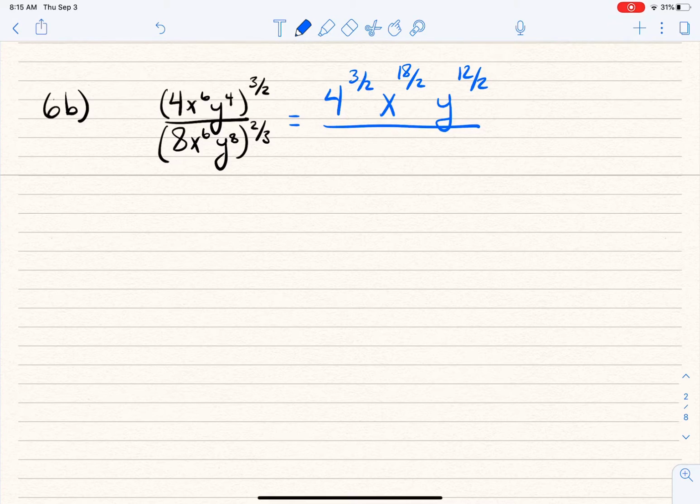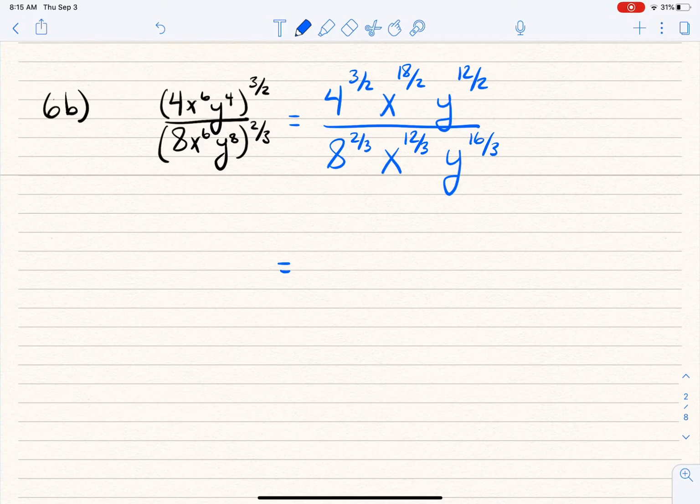All over 8 to the 2/3, x to the 6 times 2 is 12/3, and y to the 8 times 2 is 16/3. All right, at this point, most of those fractions go away. I can think about 4 to the 3/2. Well, that's the same thing as 4 raised to the 3rd power, which is 64. 4 times 4 is 16, times 4 is 64. And then I've got to take the square root of that. So the square root of 64 is 8.